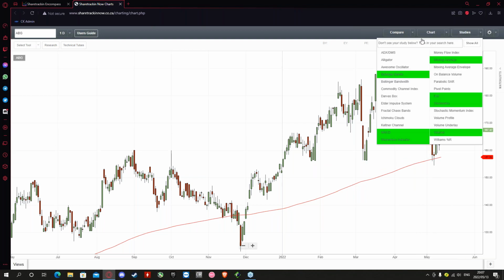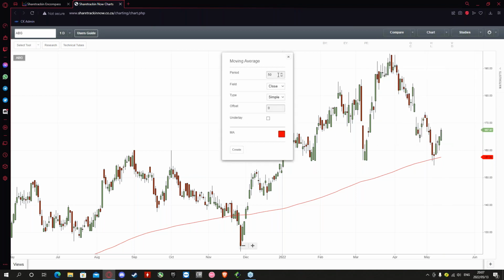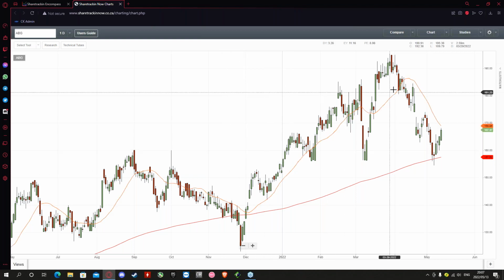For the first moving average, you're going to go to studies, click on moving average, change that period to 20, and give it another color. It's always important to give your moving averages a color so you know which one's which. Orange, for instance, in this case would be our 20-day moving average, and create it, and it'll give us our 20-day moving average.